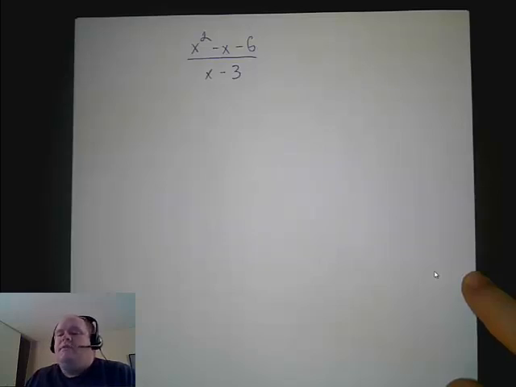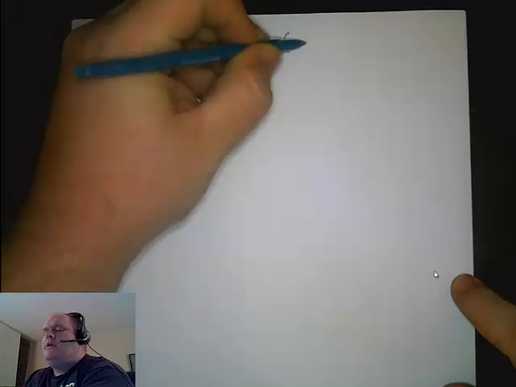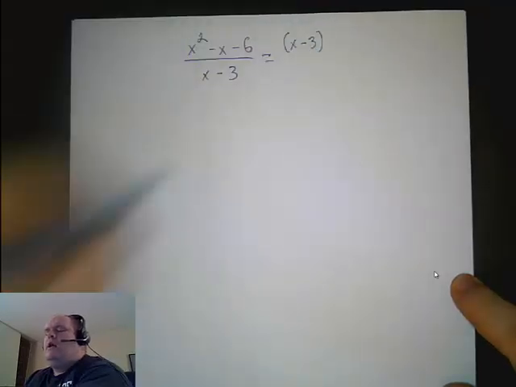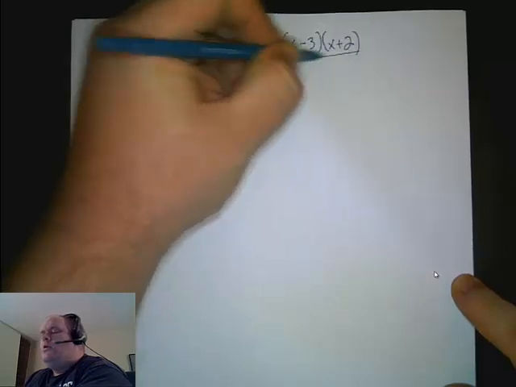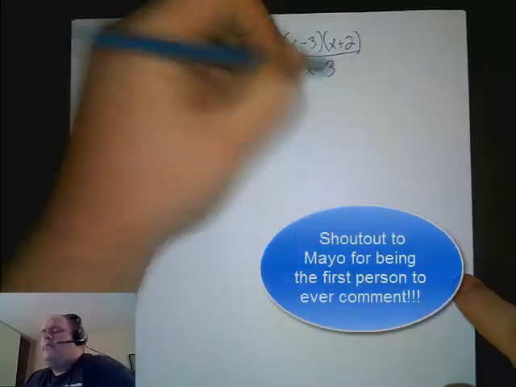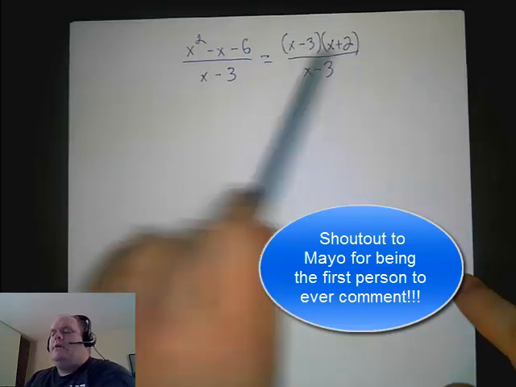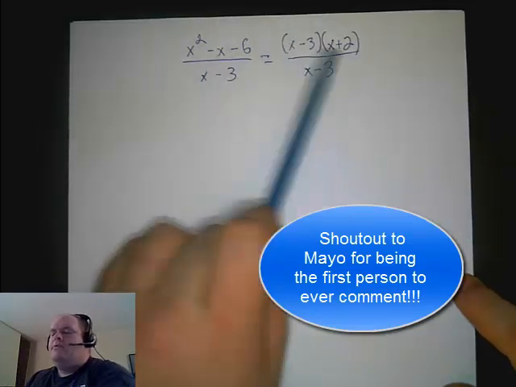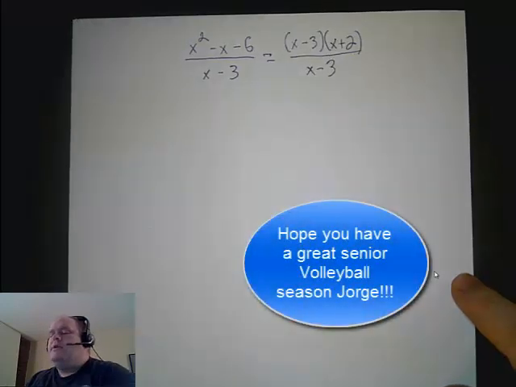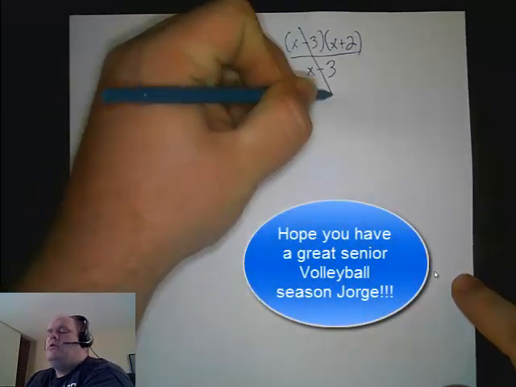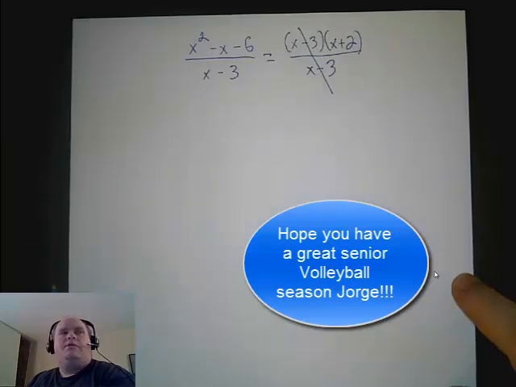So obviously the numerator is the one that we could try factoring. If we did that, we're going to get x minus 3 and then x plus 2 over x minus 3. The reason being negative 3 plus 2 is obviously negative 1. Negative 3 times 2 is negative 6. When we look at that, it's pretty clear the x minus 3's can cancel. So the only thing I'm left with is x plus 2.